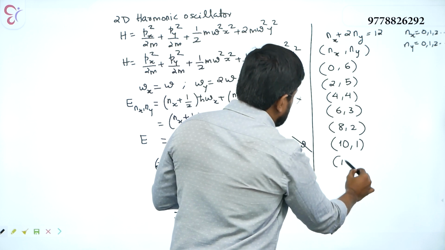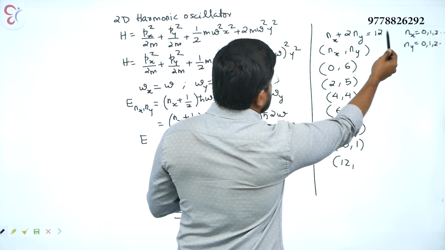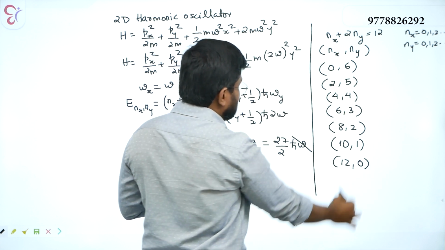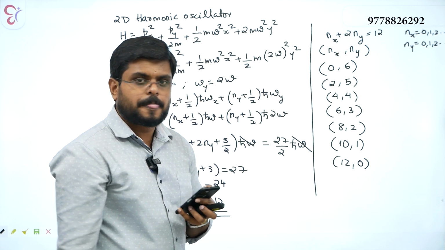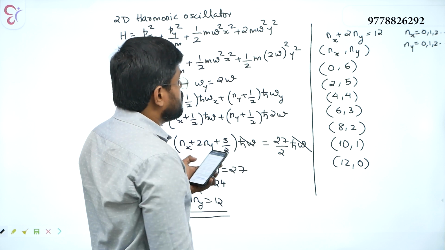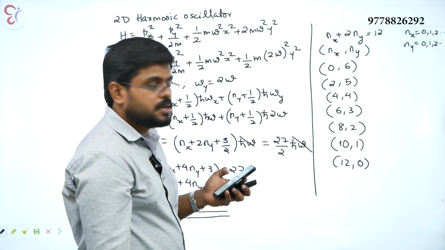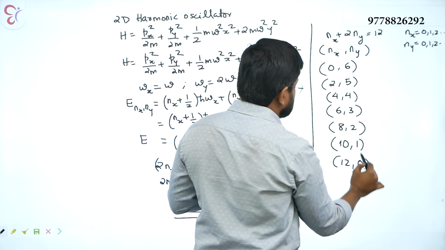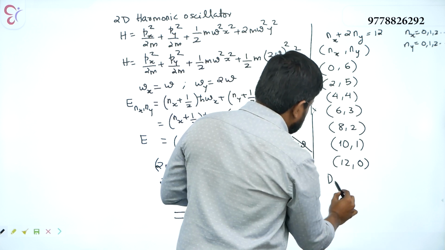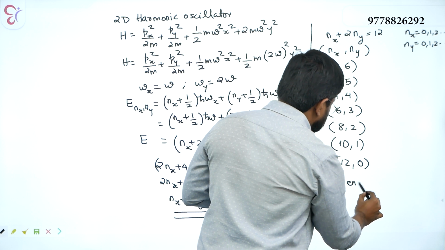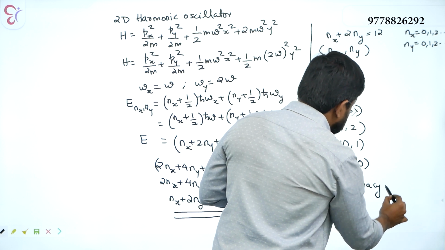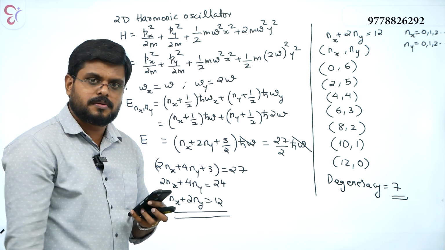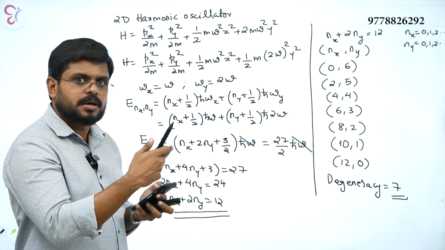If you substitute 12, 12 minus 12 is 0, then 0. So these are the levels which are possible, or which satisfy that condition. How many levels are there? 1, 2, 3, 4, 5, 6 and 7. So what is the degeneracy? Degeneracy is 7. I hope it is very clear.